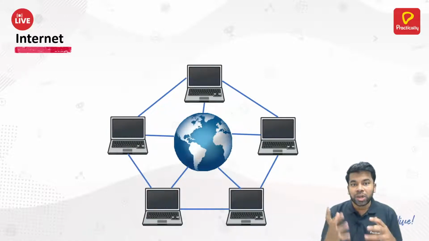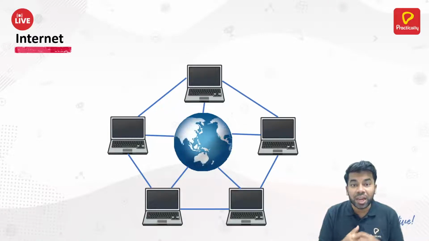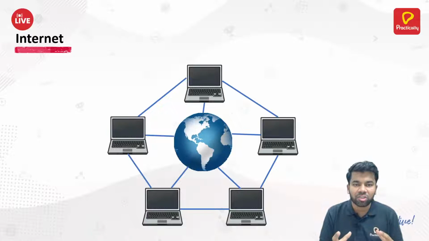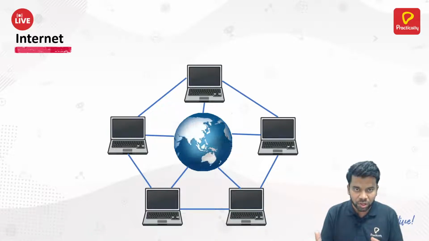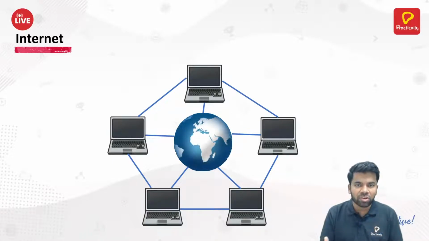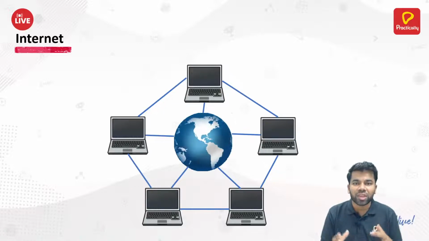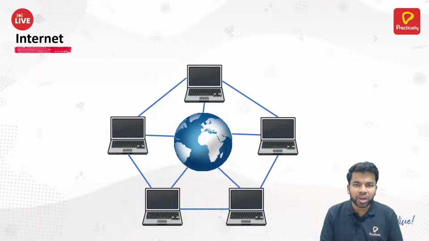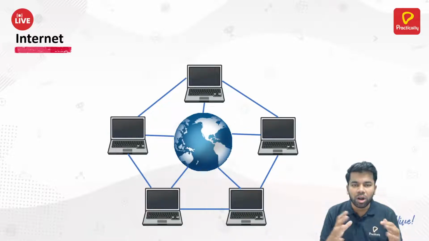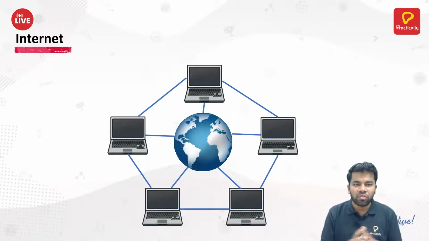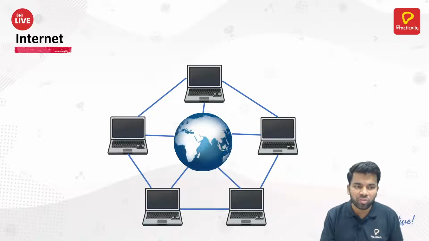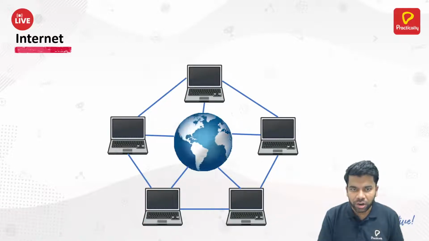So the internet is a very big network. It's a collection of networks of networks, so that we can connect each device, whether it is a computer or a mobile device. Any device can be connected with each other, and it's a very big network spread across the world. Across the world, we can share any type of information using this internet.